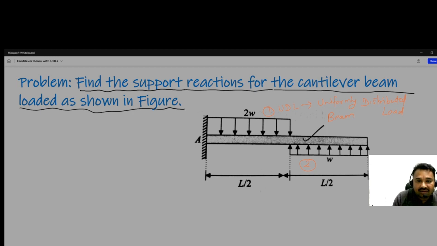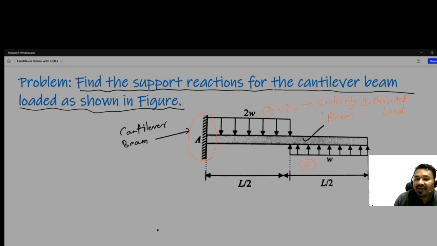And which type of beam is it? So it is the cantilever beam. ठीक है, लोडिंग्स किस टाइप का है? तो it is loaded by two UDLs. But what about the beam? So the beam here is the cantilever beam.